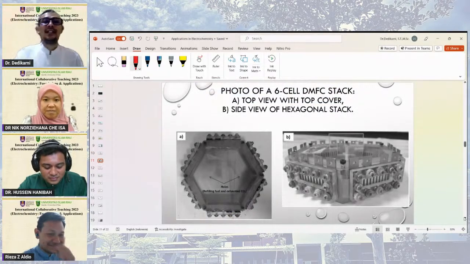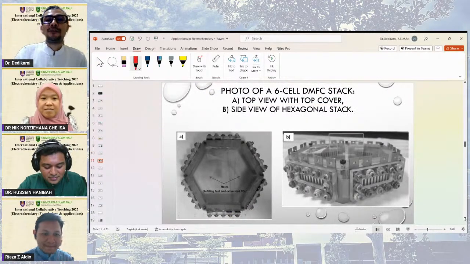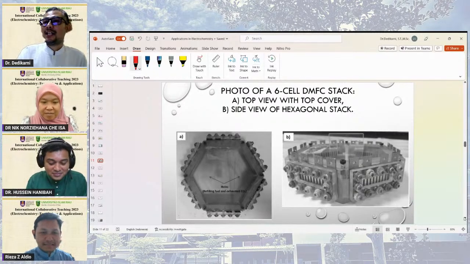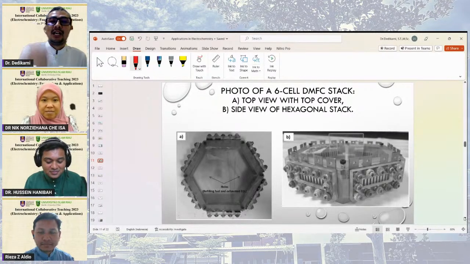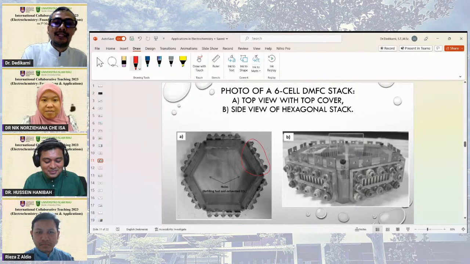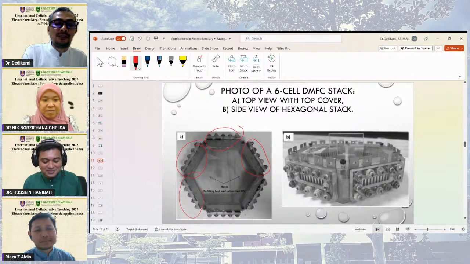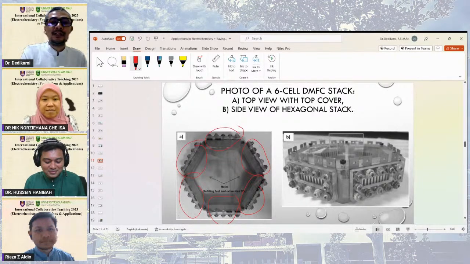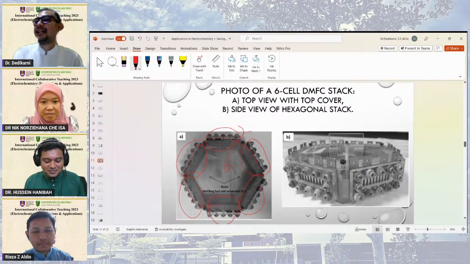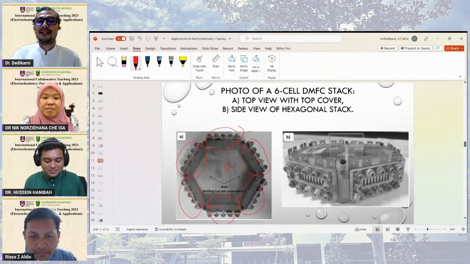This is the photo of the 6-cell direct methanol fuel cell. This is one single cell, two single cells, three single cells, four single cells, five single cells, and six single cells. And then you can input methanol, and we collect the current in the current collector.